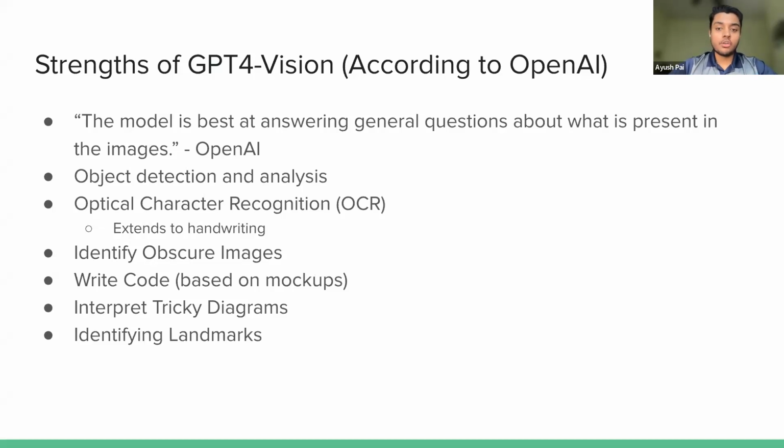GPT Vision also really excels in identifying images that are obscure or have little context. It can make educated guesses about the content, which can be vital for categorization and sorting of visual data in a vast database.